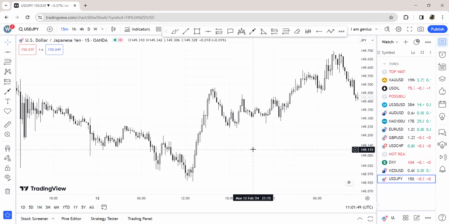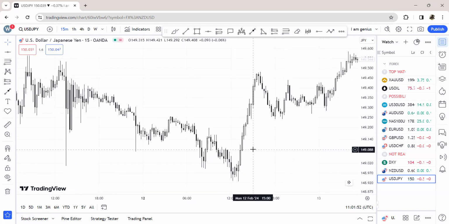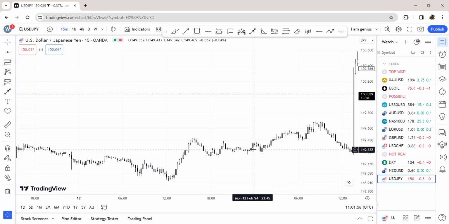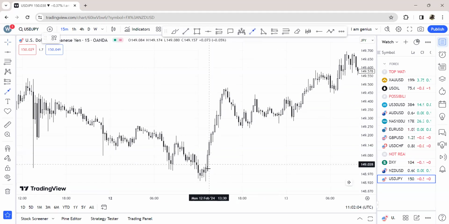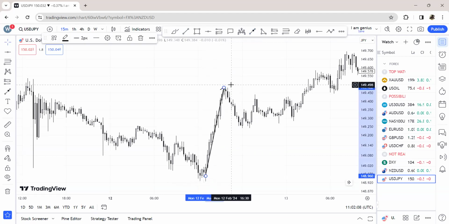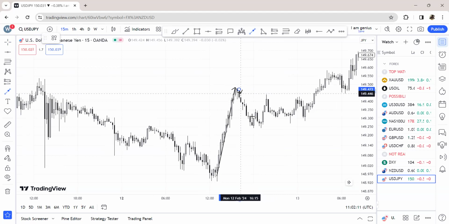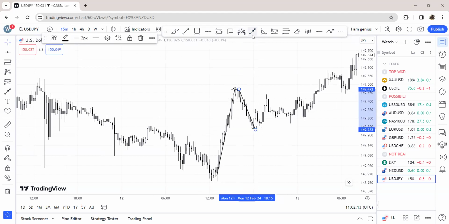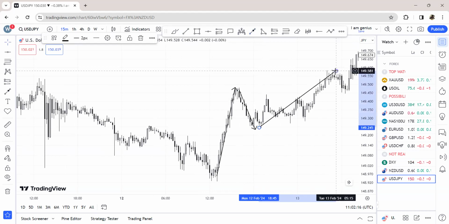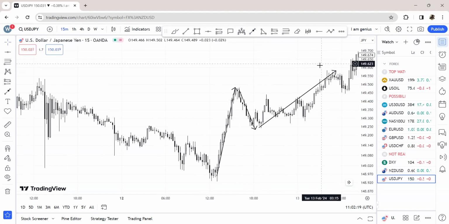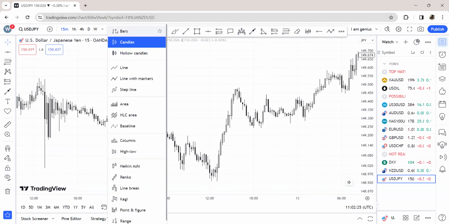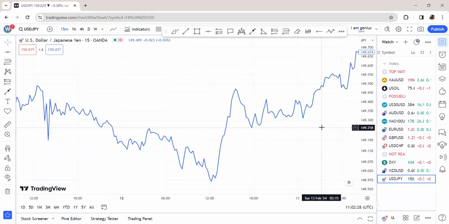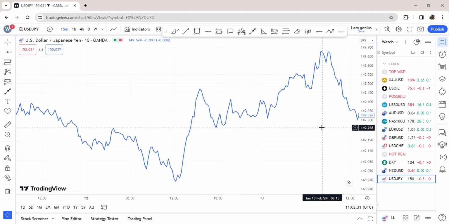Then the other thing is, let's say you're not able to spot those levels I was talking about. For instance, let's say this is an impulsive move, then it had made this retracement, then there's this impulsive move going like that. In case you're not able to see this, you can always, let me just remove those, you can always change the market to a line chart.